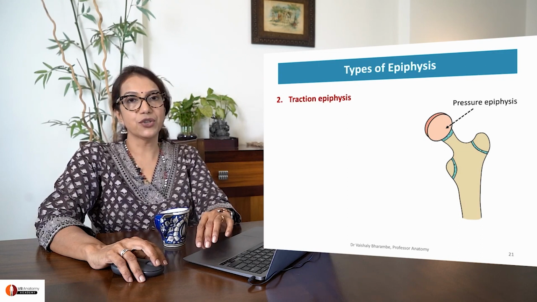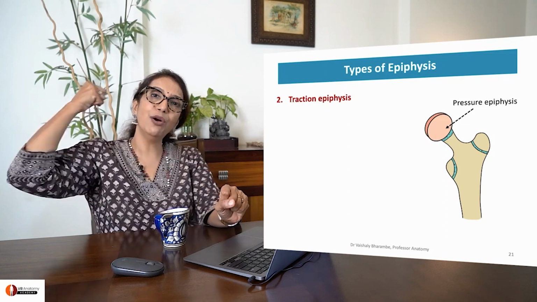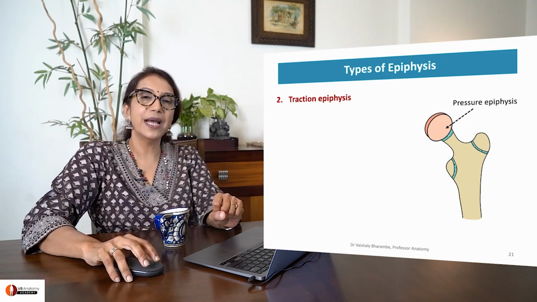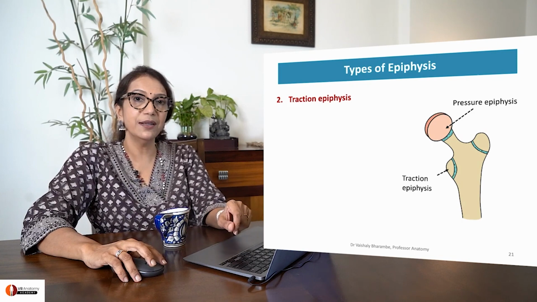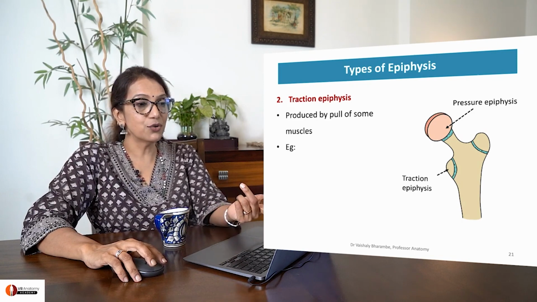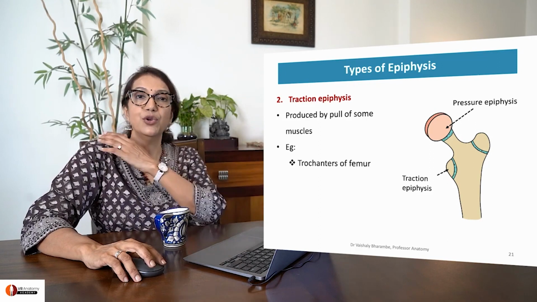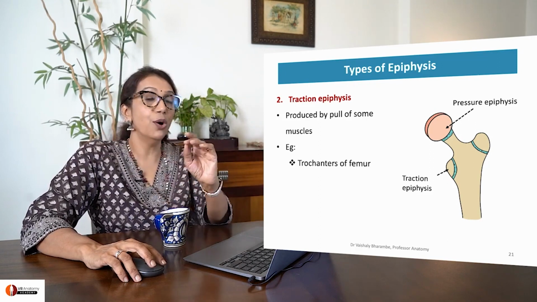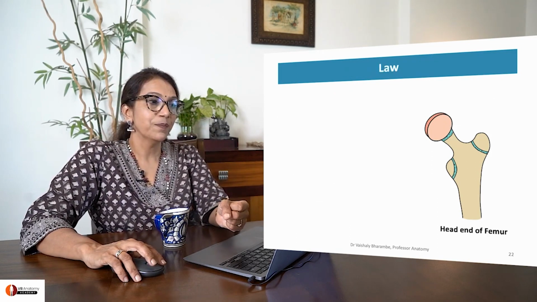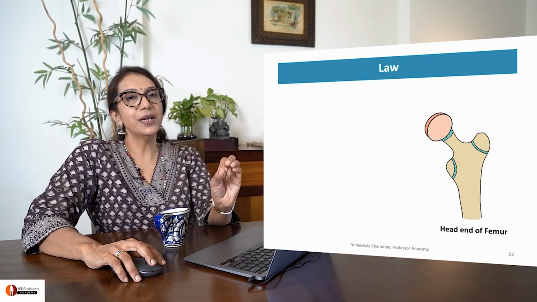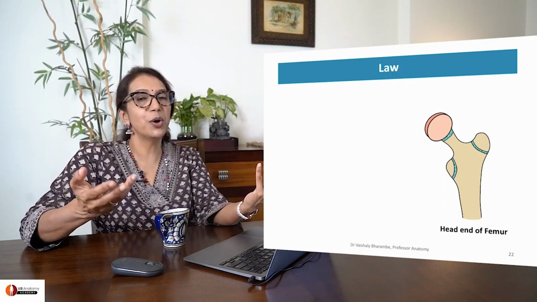Let's talk about traction. An epiphysis that is formed at a place where there is pull of a muscle, you call that a traction epiphysis. So you can look at this one here: lesser trochanter, pull of a muscle; greater trochanter, again pull of a muscle. So trochanters of femur and tubercles of humerus are all what kind of epiphysis? Traction epiphysis. Good.